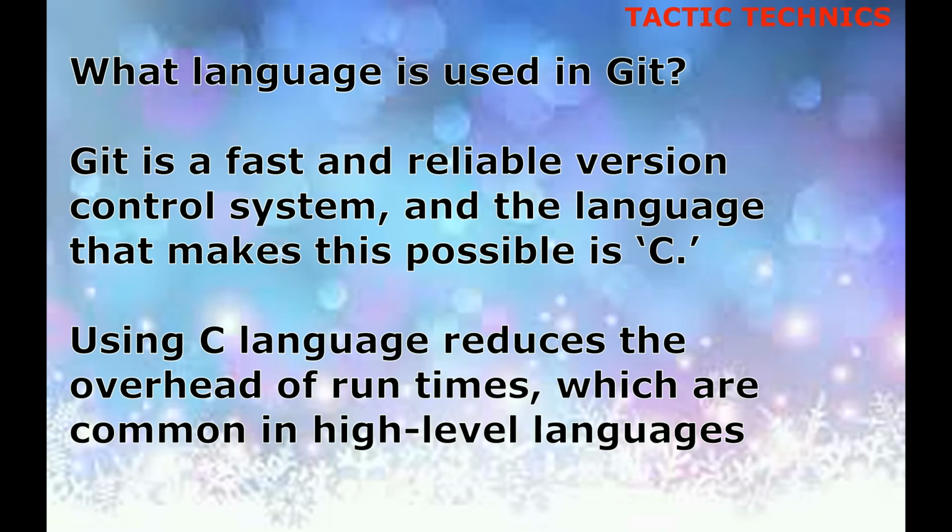What language is used in Git? Git is a fast and reliable version control system, and the language that makes this possible is C. Using the C language reduces the overhead of runtimes, which are common in high-level languages.